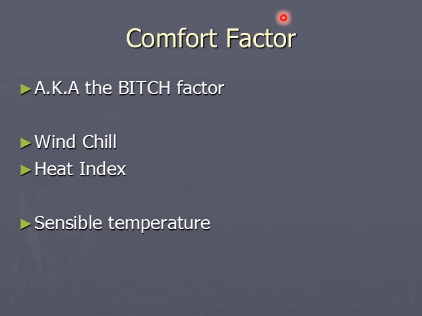Alright, another thing that we use is what's called a comfort factor, or what I like to call the bitch factor. It's, man, it's cold out there. The National Weather Service calls these two things the wind chill and the heat index. This is what's called sensible temperature.